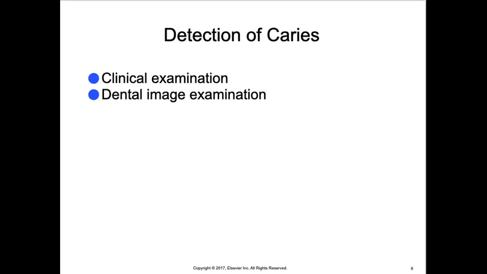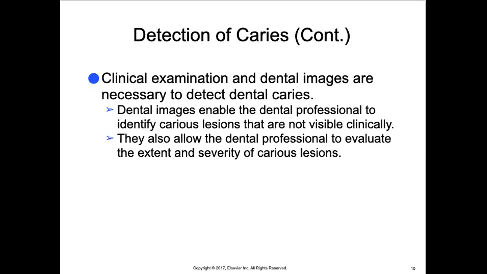So a clinical exam is not complete without images. Dental images allow the dental professional to evaluate the extent and severity of carious lesions. Clinical examination and dental images are necessary to detect dental caries. Dental images enable the dental professional to identify carious lesions that are not otherwise visible clinically. They also allow the dental professional to evaluate the extent and severity of the carious lesions. So to detect dental caries, both a careful clinical examination and interpretation are necessary.